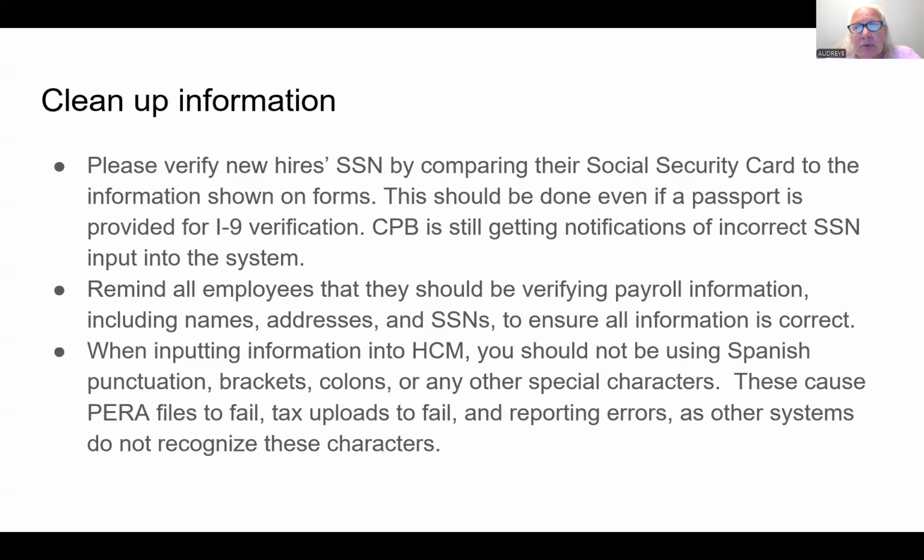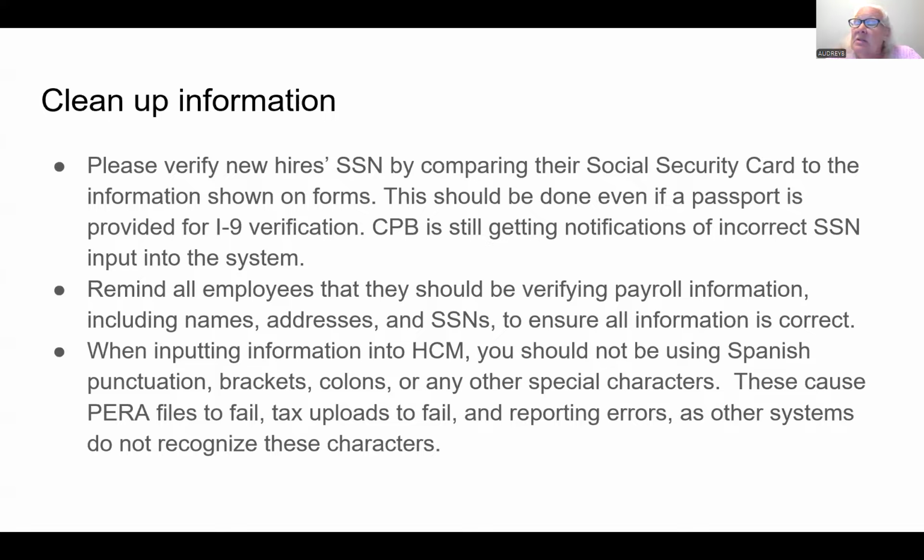generated on all of the reports that we issue, on the PARA reports, on the tax reports, on all of the reports that are created that use HCM information. It pulls those characters. And unfortunately, PARA does not accept those characters. It will cause the file to fail.